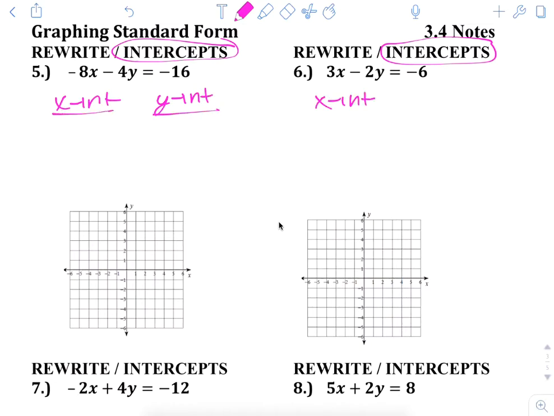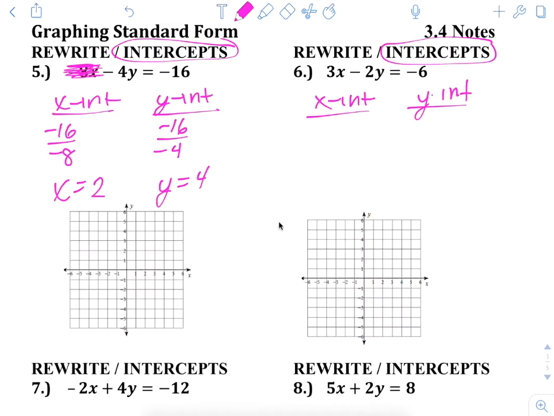Who am I dividing on problem 5? Hopefully for the x's, you remember we're crossing off the y, and we're doing -16 divided by -8. That means my x is 2. What would we divide for our y's? That means we need to cross off the x. Make sure you don't take out the negative next to the 4. That goes with the 4. Okay? And for the y's, we're going to do -16 divided by -4. That means that our y value is 4. Okay? So if x is 2 and y is 4, then this is our graph.